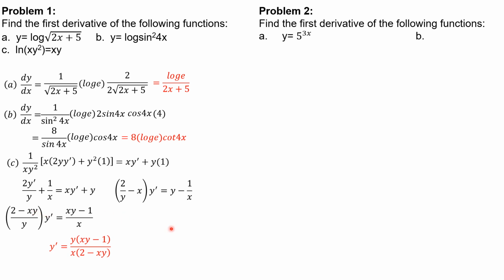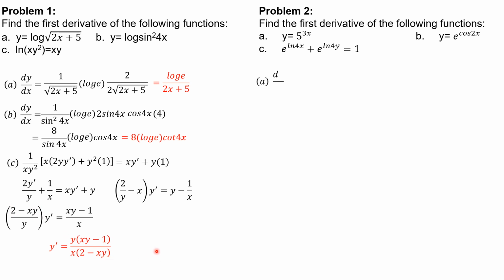So that's it. So 2 minus xy over y times y prime equals this, same as this. So therefore y prime is, as I said, y times quantity xy minus 1 all over x quantity 2 minus xy.